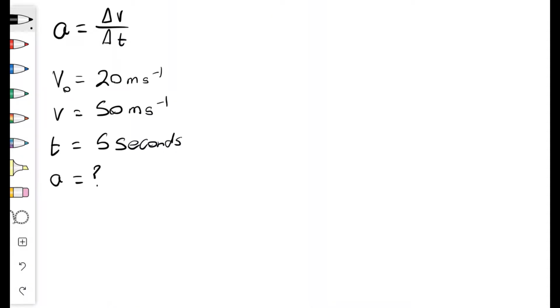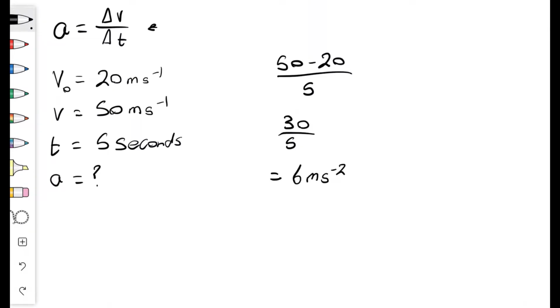Let's plug it in. We've got our facts. Let's put in our formula. We're going to have 50 minus 20 divided by 5. That is going to be equal to 30 divided by 5, and that is going to give us 6. 6 what? 6 meters per second squared. That means for every second that passes, we're now going an extra 6 meters per second faster than what we were doing in the previous second. Don't forget your units. Because it's a positive number, we can say that this is accelerating.